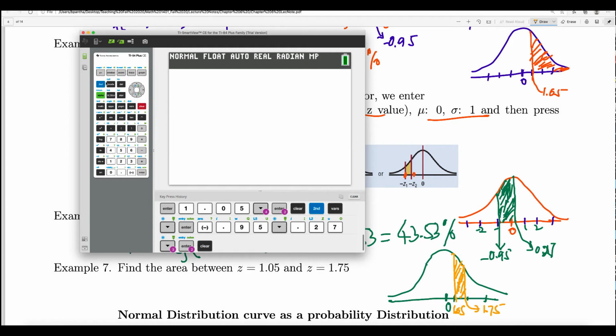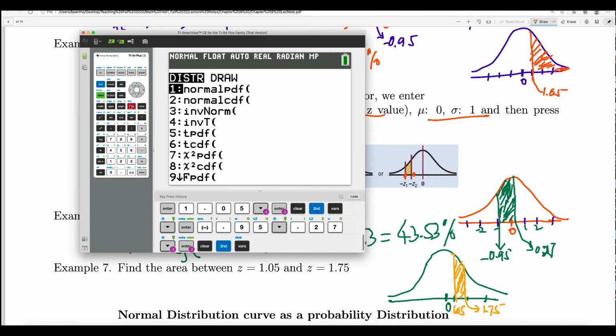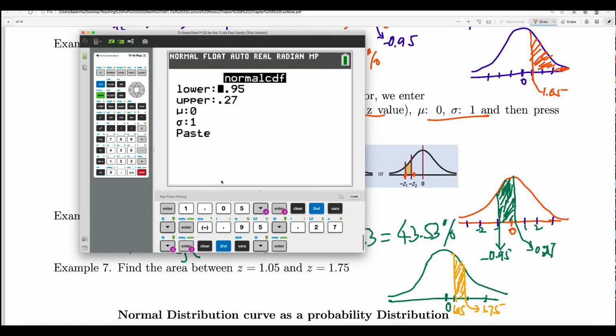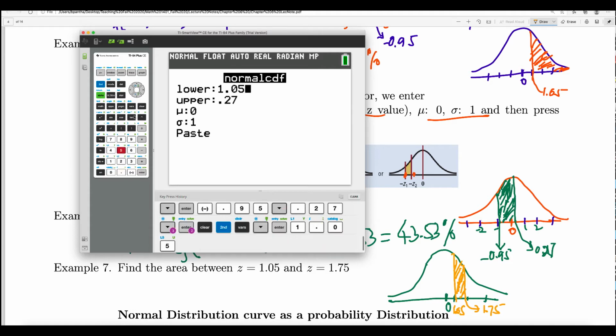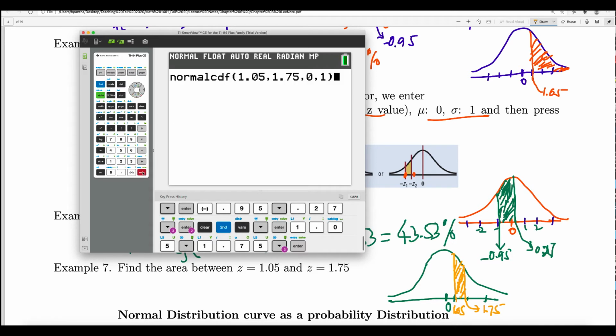So let me clear everything I have. Go to second vars and then go to normal CDF. And then the left bound is 1.05, and the right bound is 1.75, right? And then hit enter, 0 and then 1 and then paste. Okay, so if you hit enter, this is the calculator syntax for TI-83: left bound, right bound, 0 and 1. And if you hit enter, you'll get 0.1068, right?